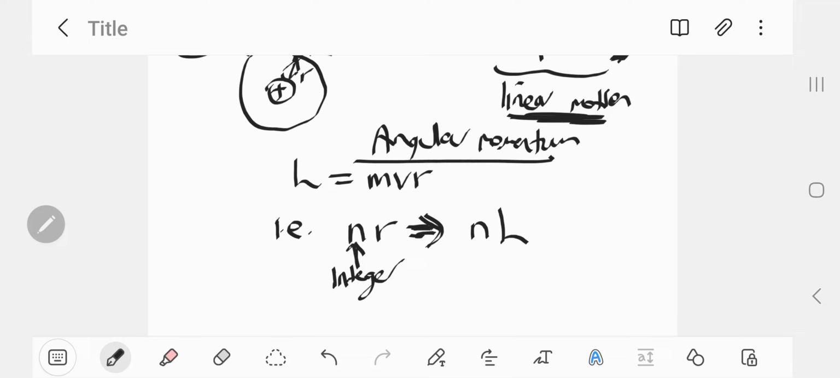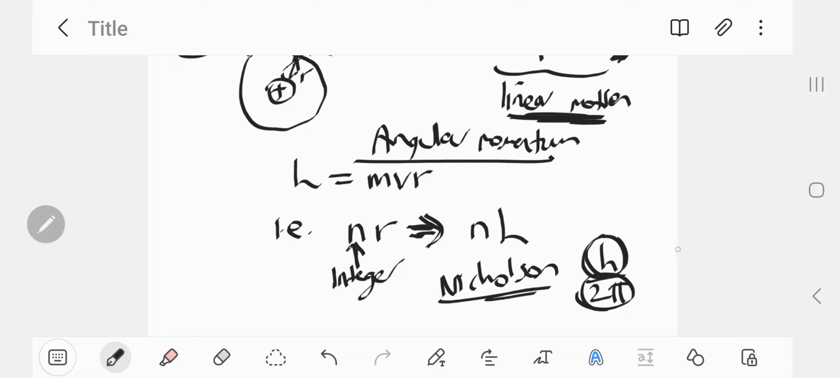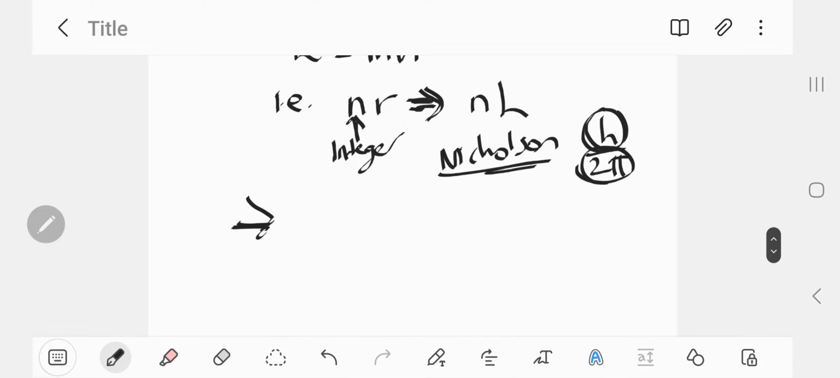And Bohr took this further, and he used the result from a paper written by John W. Nicholson in 1911 on atomic structure. Nicholson is actually known for quantizing angular momentum in units of h over 2 pi. So Nicholson actually used Planck's constant. The 2 pi comes from the fact that you're using a circle, just for circular motion. So Bohr stated that angular momentum, mvr, is equal to nh over 2 pi. Okay, it's quantized.